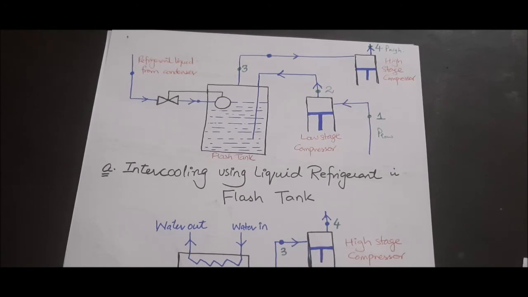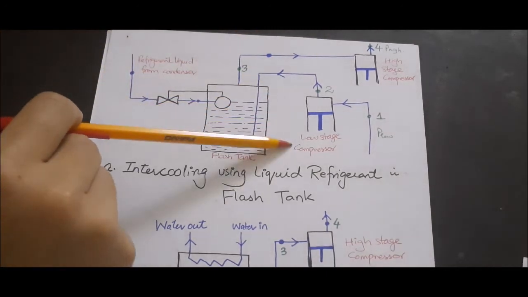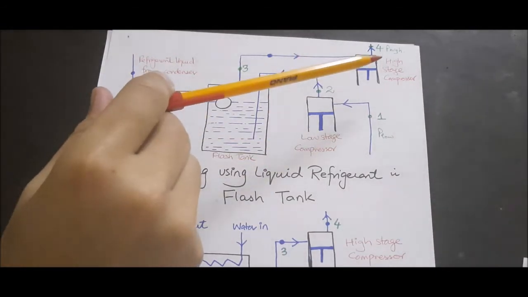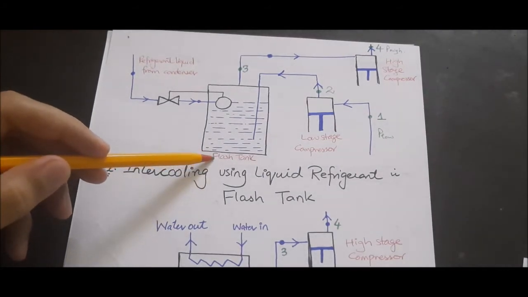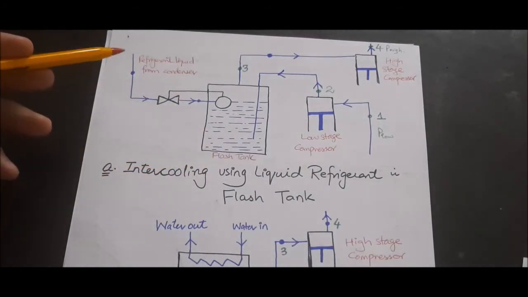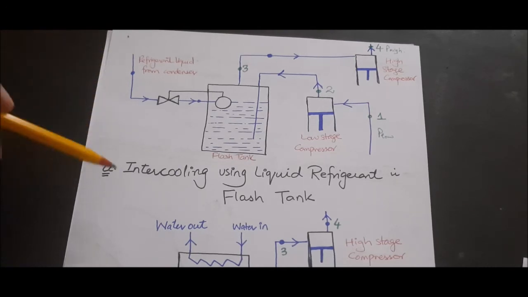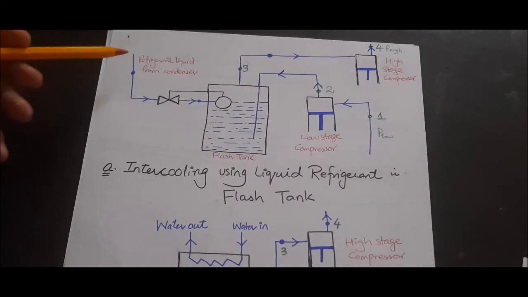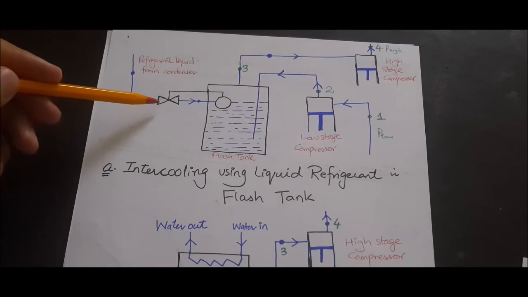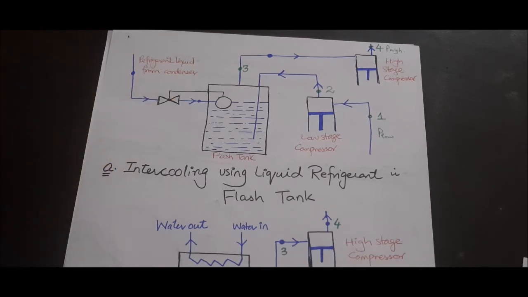First of all, let me tell you what this diagram actually shows. This diagram shows that there are two compressors, a low stage compressor and a high stage compressor. Then there is a flash tank which we have already discussed in the last lecture, and there is refrigerant coming from the condenser. Now the refrigerant comes from the condenser, passes through this expansion valve, and due to sudden expansion further cooling effect takes place and the refrigerant becomes more cool.